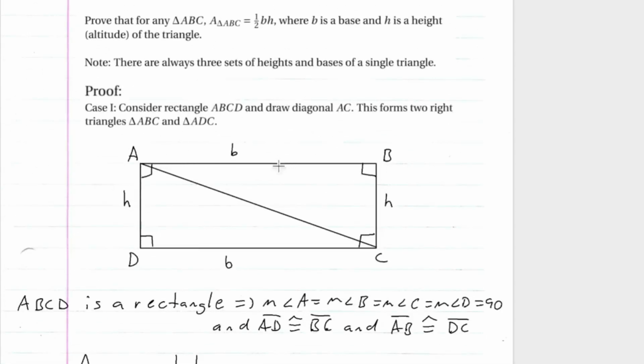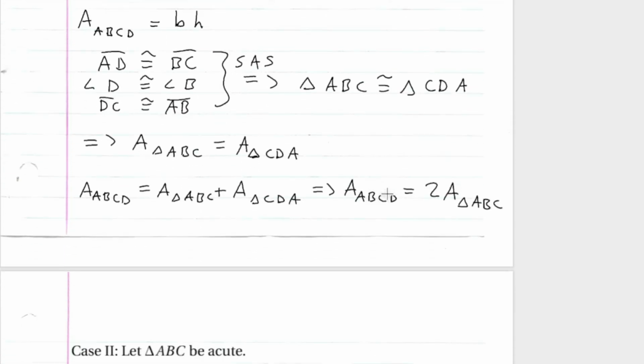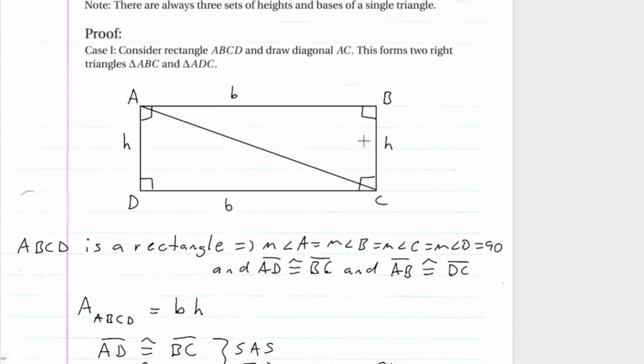And remember, we know the area of a rectangle is the base times the height. So this implies that base times height, the area of ABCD, is equal to 2 times the area of triangle ABC. And if we divide both sides by 2, we get 1/2 base times height is equal to the area of triangle ABC. So, as you can see, using the area of a rectangle, we're able to derive that the area of at least a right triangle is 1/2 base times height.